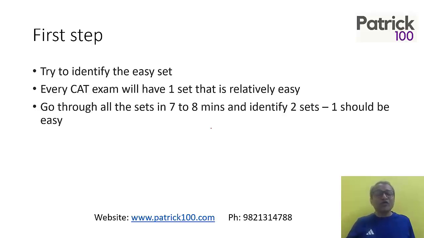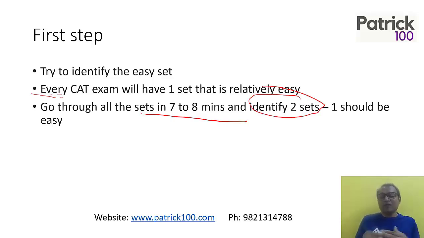How do you do that? First, go through all the sets in the first 7 to 8 minutes. Take your first 7 to 8 minutes and go to all the 8 sets and identify 2 sets which you feel are relatively easier. Okay, from those 4 sets you have gone to, pick 2 sets which you feel are comparatively easier than the other 2. Ensure that you spend that time properly so that you are able to identify the easy sets.